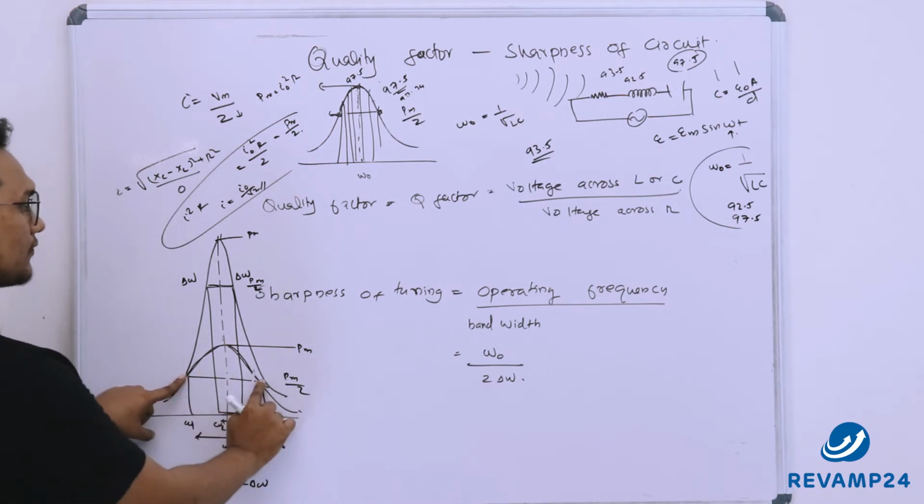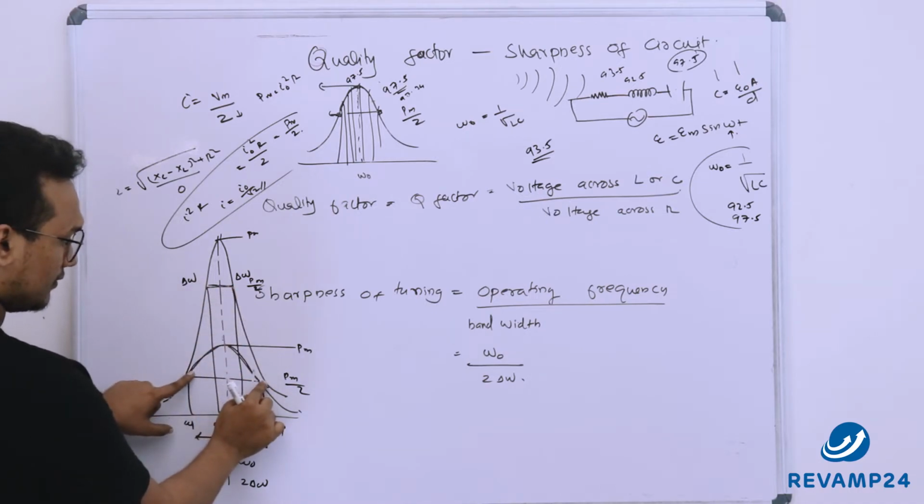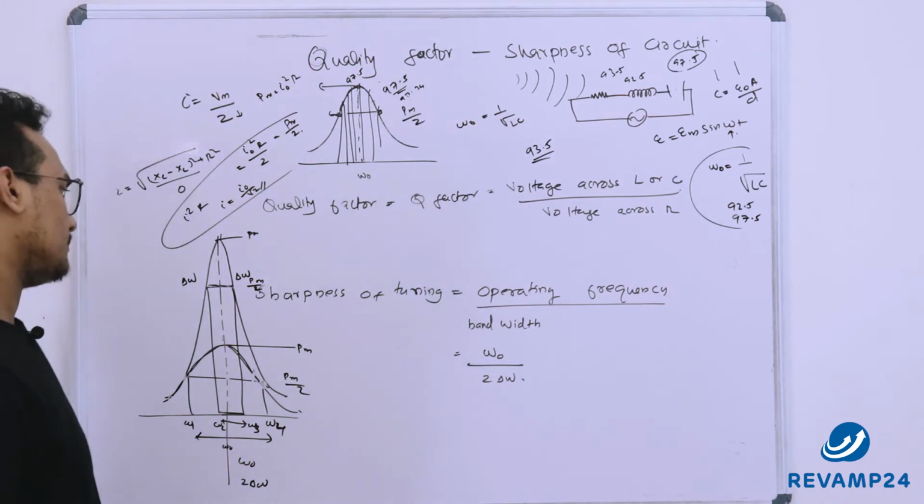That will give a lot of noise. But here in this case, delta omega, only this one. But here, this much we have to listen. So this is the quality of the circuit.